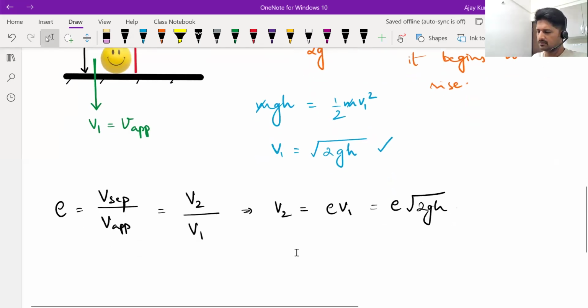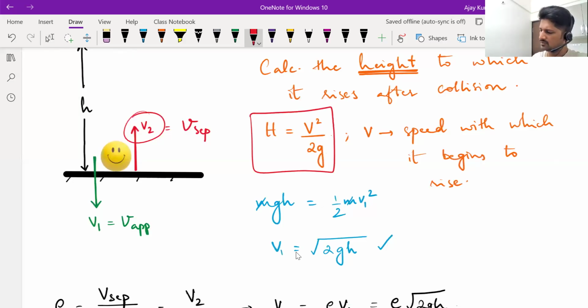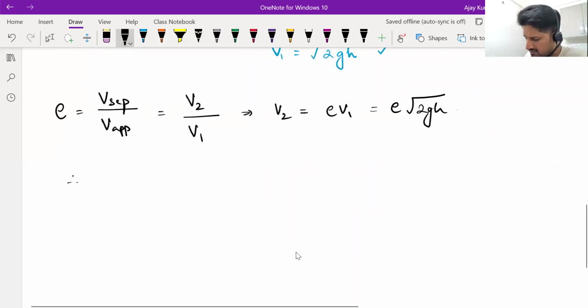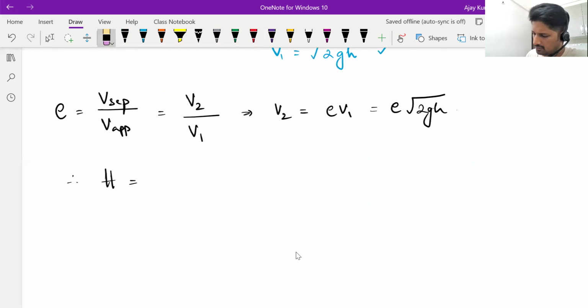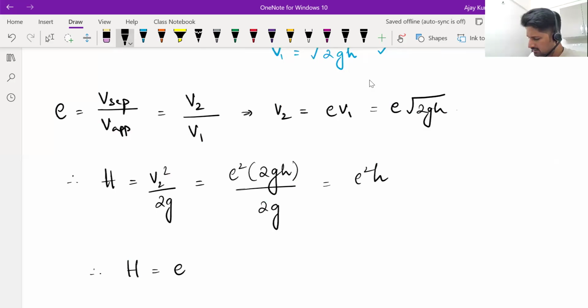And if we know the speed with which it starts rising from the ground, then we can tell the height to which it rises. H is equal to V squared by 2g. Therefore, the height to which it rises becomes V2 squared divided by 2g. If you square V2, it becomes E squared into 2g small h divided by 2g. 2g is cancelled. You'll be left with E squared small h. Therefore, the new height to which it rises is E squared times the original height from which it is dropped.